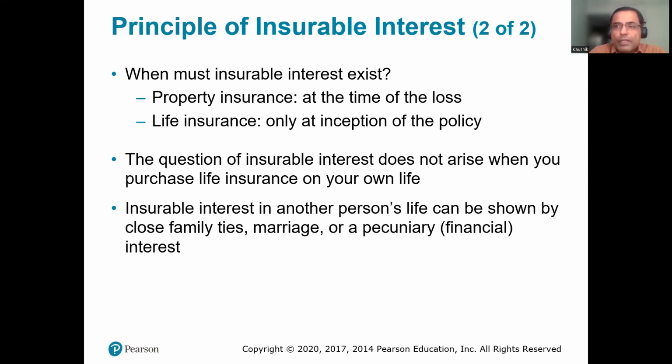One way is through family relationship: parents, siblings, children, and so on. Or I have a pecuniary interest. So in this case, a company may take life insurance for a high performing employee. The reason being that if the employee dies, the company's business will be adversely affected, and hence they want some protection.